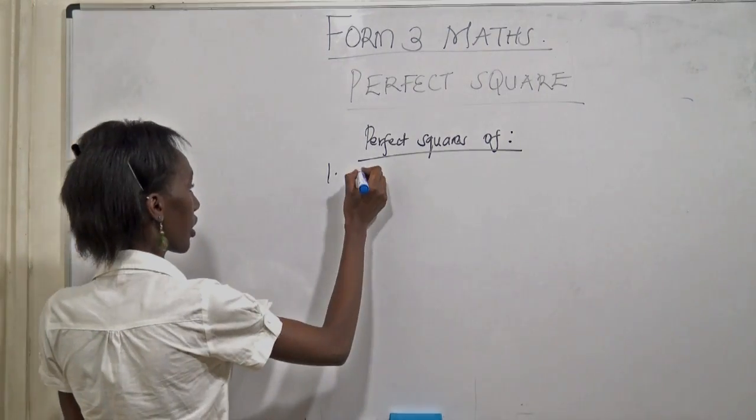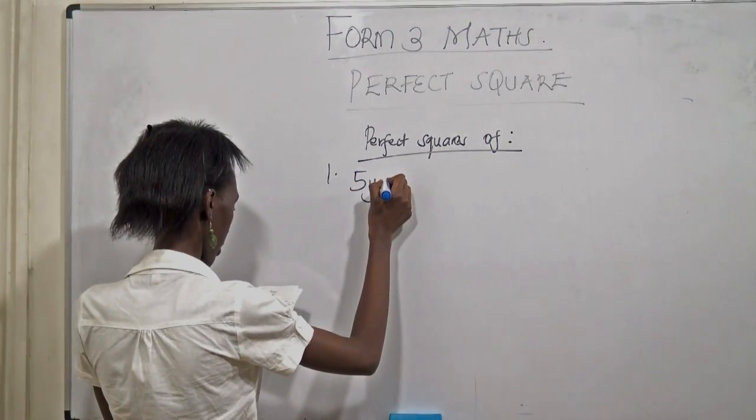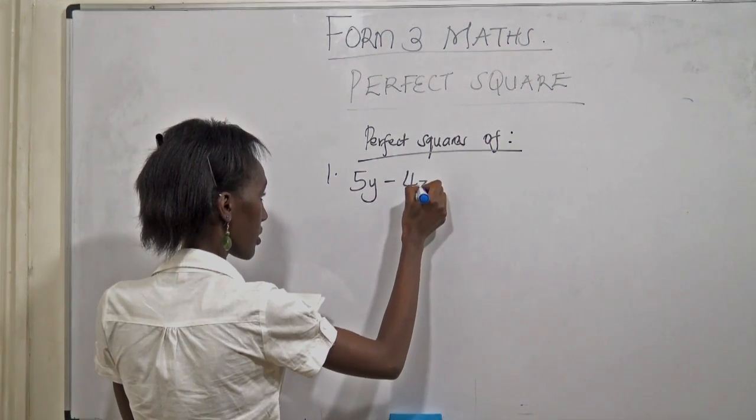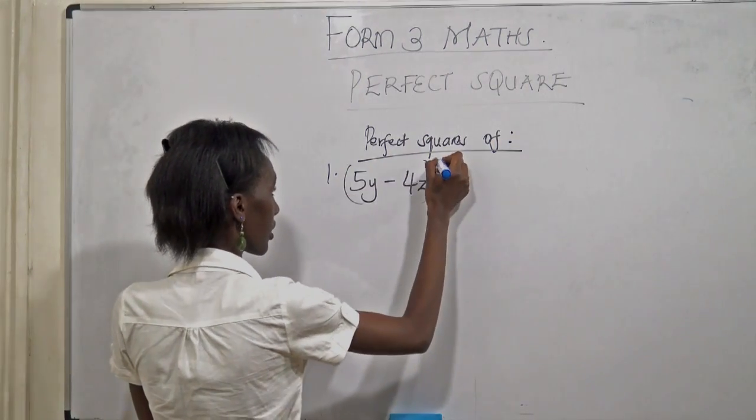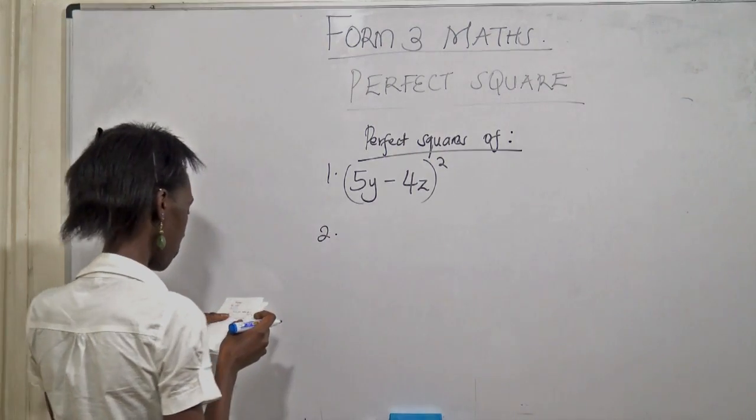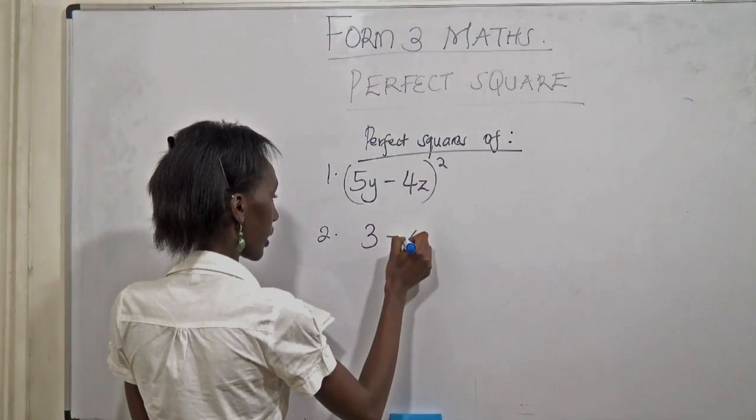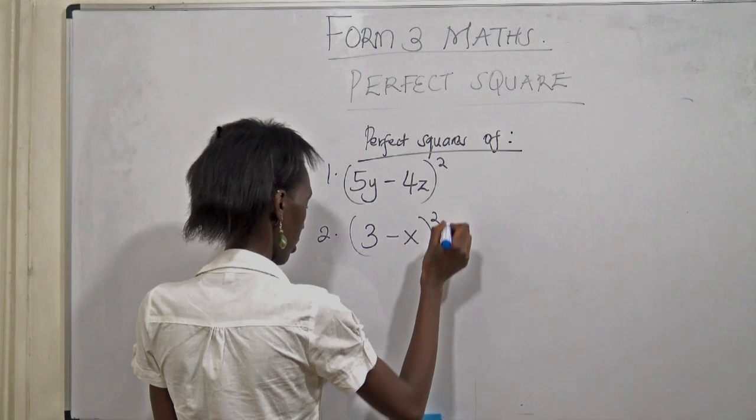The first one is 5y minus 4. So you find the square of that. And question number 2, 3 minus x. So find the square of that.